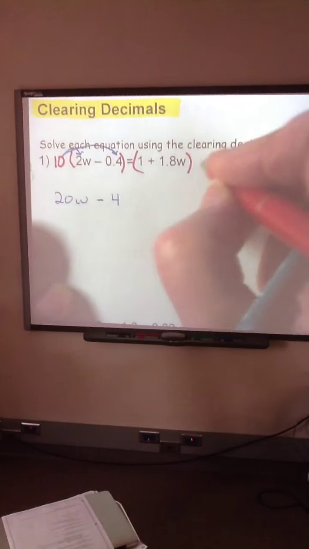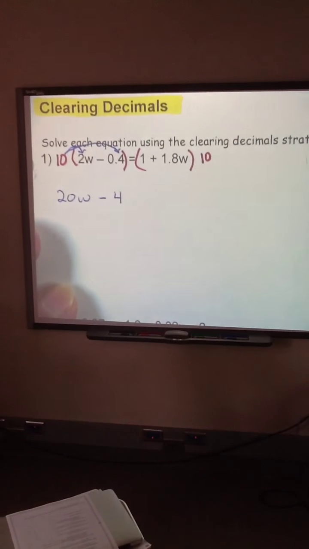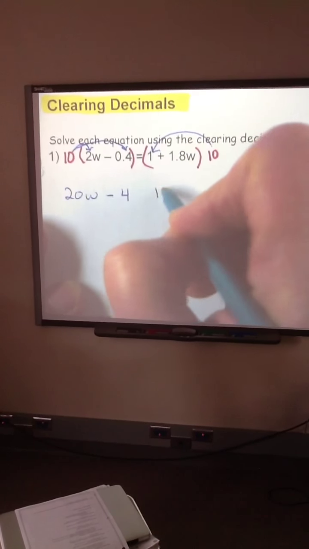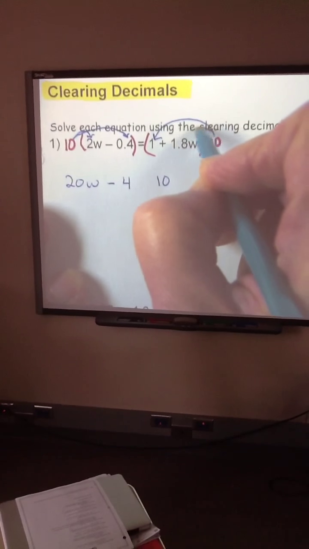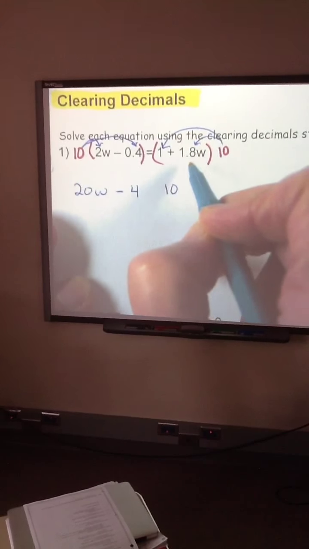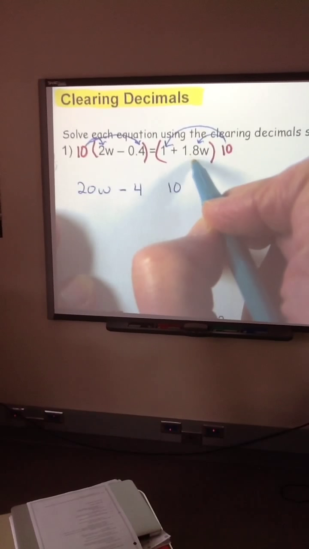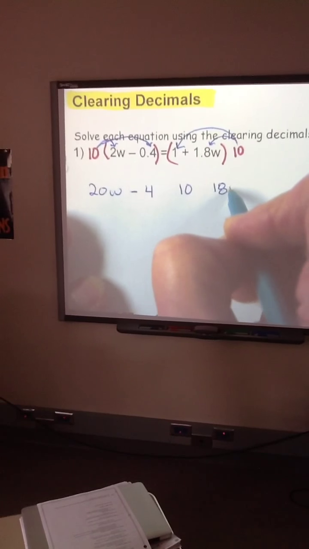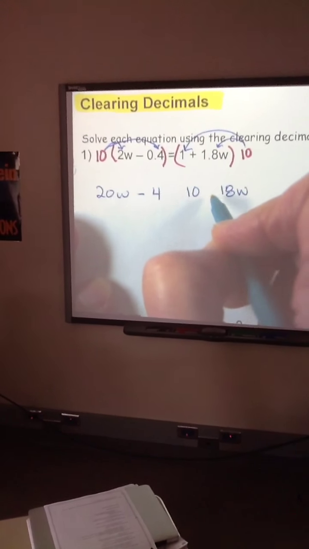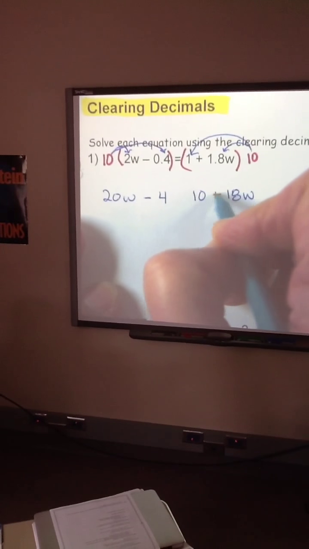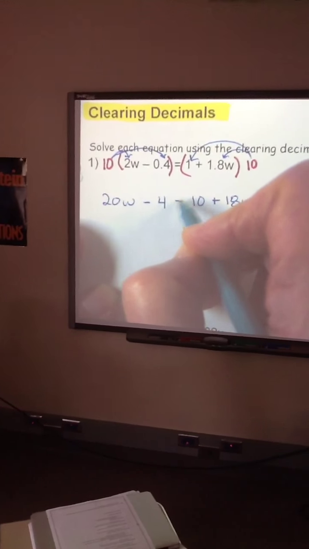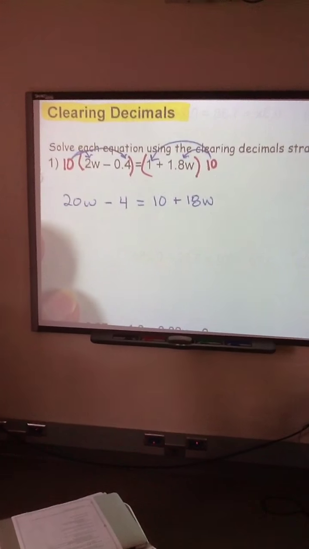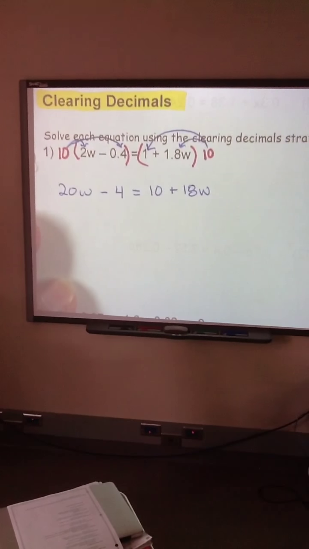We also have to multiply this side by 10. And so when we multiply the 10 by the 1, we get 10. And when we multiply the 10 by the 1.8, again it's going to move that decimal point one place to the right, so it will become 18w. We have an addition sign there, so we put our addition sign here, and our equal sign there. Now we just have an equation that has the variables on each side.